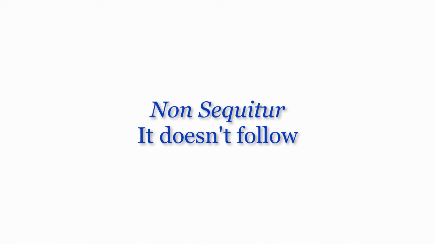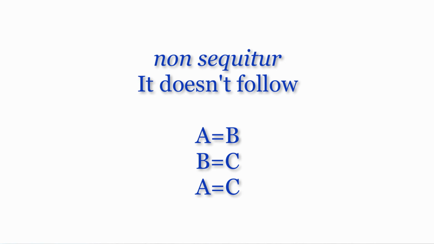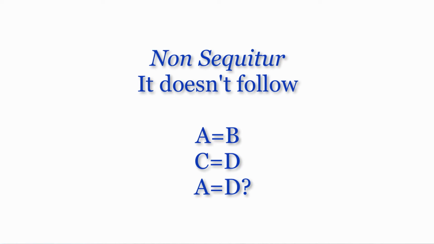The expression non sequitur means literally, it doesn't follow. This is used to describe an erroneous logical conclusion. For instance, if A equals B and B equals C, then A really does equal C by the transitive property of equality. If, however, I were to say A equals B and C equals D, it would be a non sequitur to say that therefore A equals D. It might, but it doesn't follow logically.